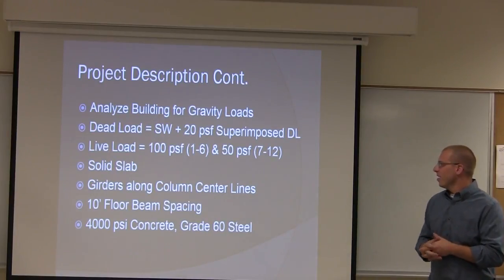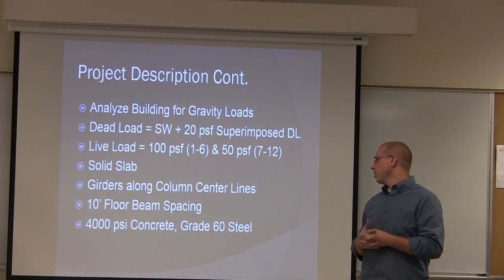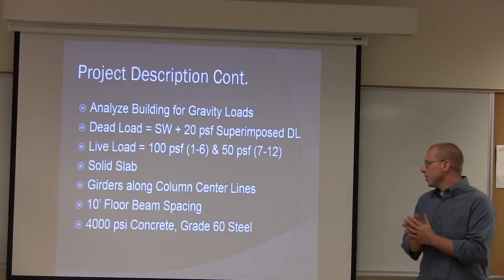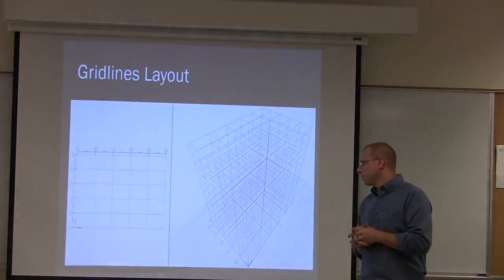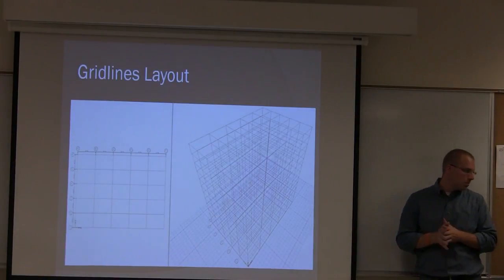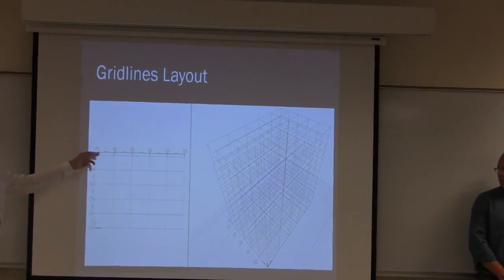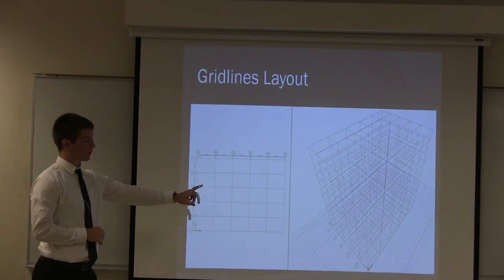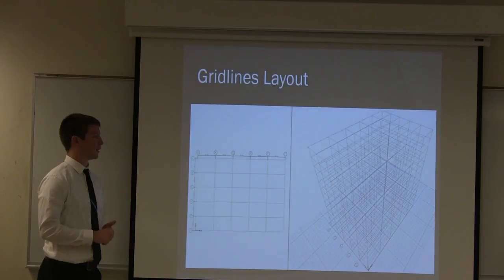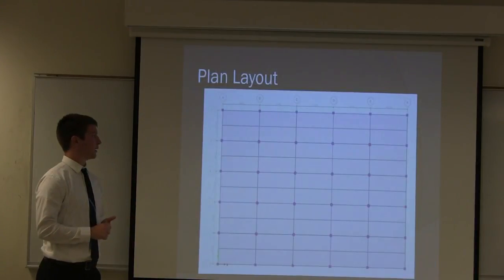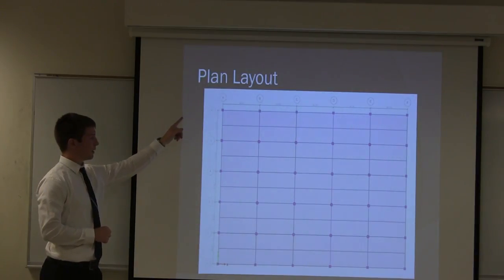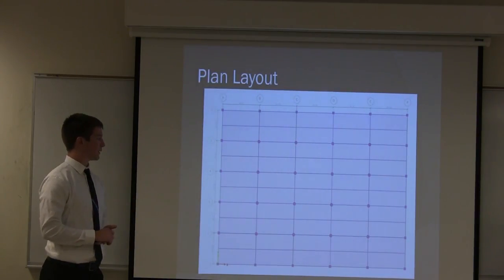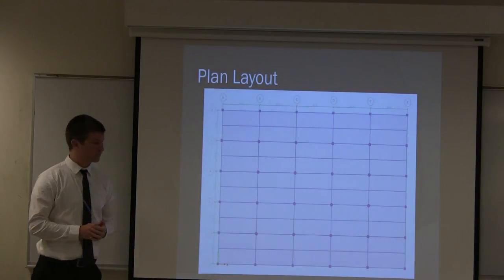Girders along the column center lines, 10-foot floor beam spacing, and our concrete is 4,000 psi with grade 60 steel. As you can see, here's our grid layout. We had 30 feet by 20 feet for our columns, as well as 15 feet on the ground floor and 12 feet going up to the next floors. Right here you can see a top view. We have our square columns around the exterior, as well as circular columns in the center. We have our beams located separately by 10 feet.